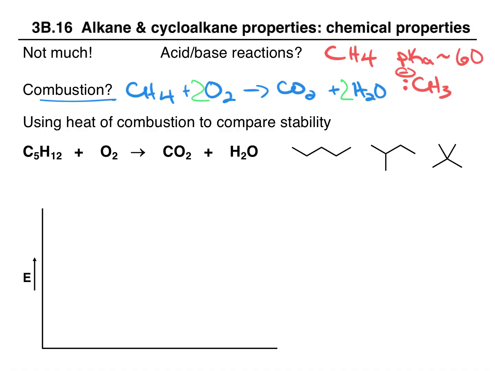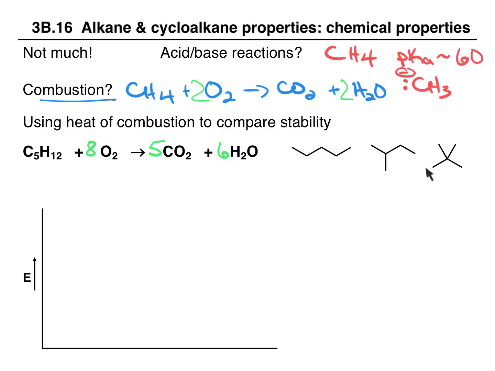Now, combustion is a useful reaction to run our cars and get us to work in the morning, but combustion of alkanes is not a synthetically useful reaction. However, combustion can be useful if we use the heat of combustion to be able to compare stability of different compounds. So let's say we're looking at the 3 different isomers of pentane. They all have the same molecular formula, C5H12. And if we balance this equation, we need 5 molecules of CO2, 6 molecules of water, and then 8 molecules of oxygen.